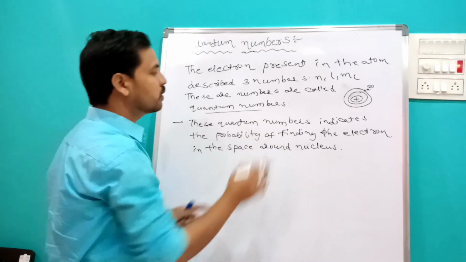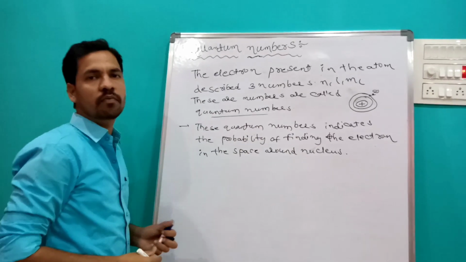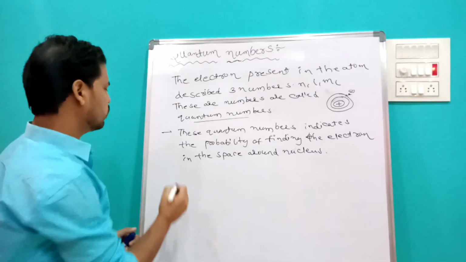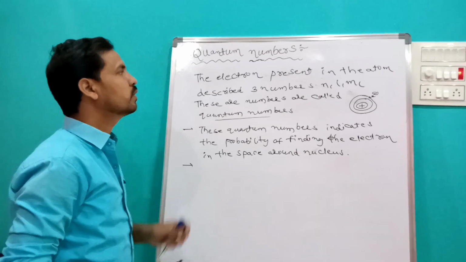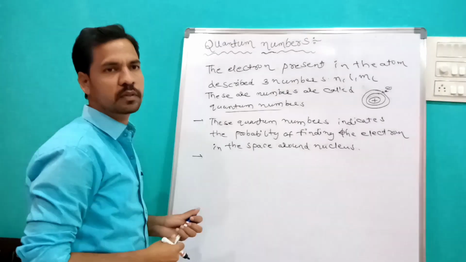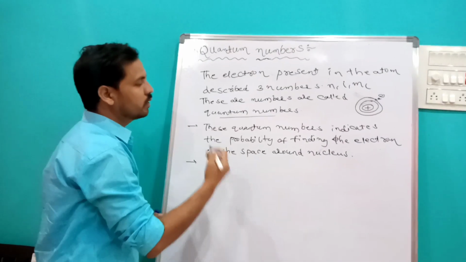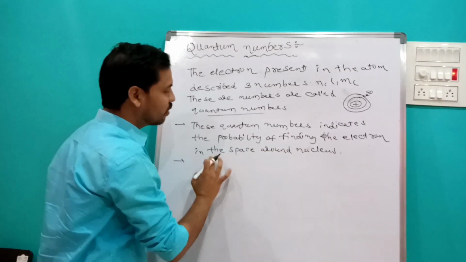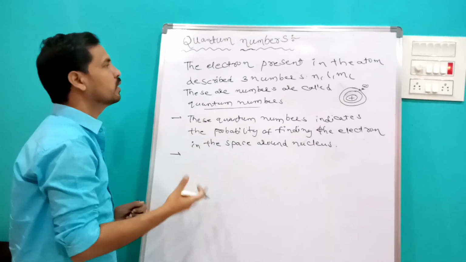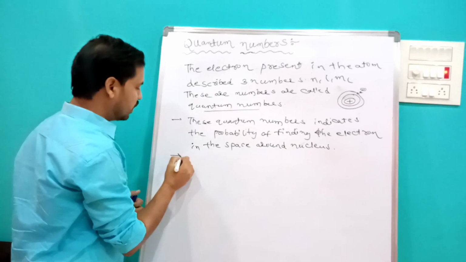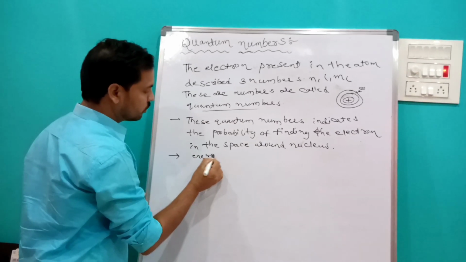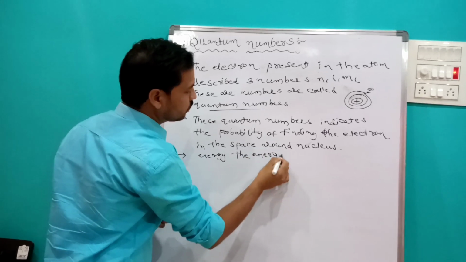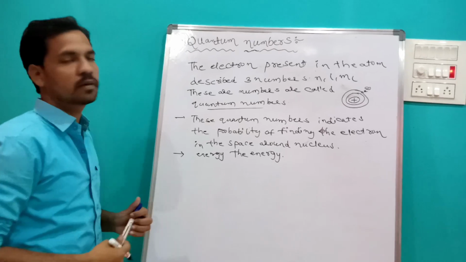So these quantum numbers indicate the probability of finding the electron in the space around the nucleus. What information is provided by these quantum numbers? As we already discussed, they give the probability of finding the electron in the space around the nucleus, and they also explain the energy. So the energy is related to the quantum numbers.